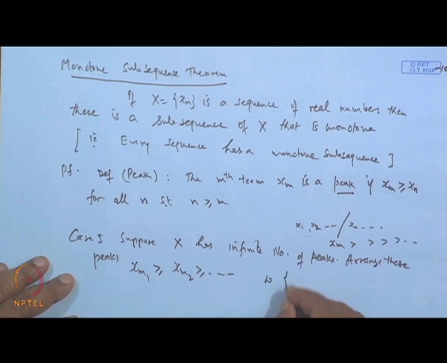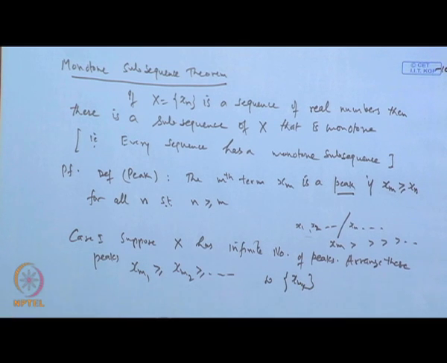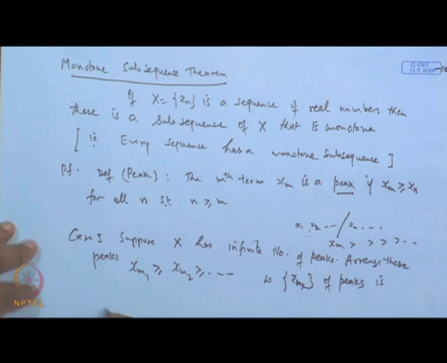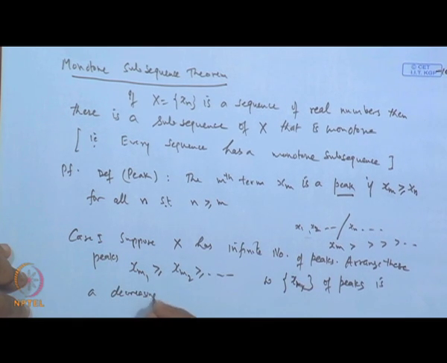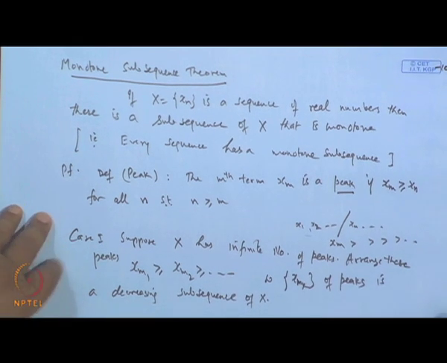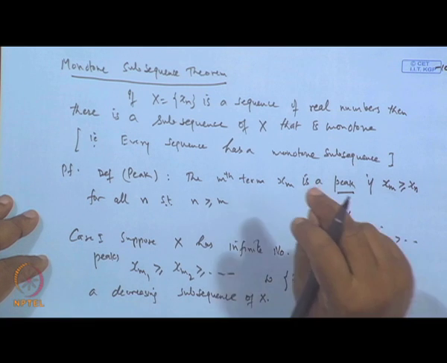So, the sequence of peaks is a decreasing subsequence of x. In the infinite case, we identify the first peak, such that all terms after it are less than it. Then after a certain stage, again we find some term for which x m is greater than x n for all n greater than m, and like this. So, arrange these.